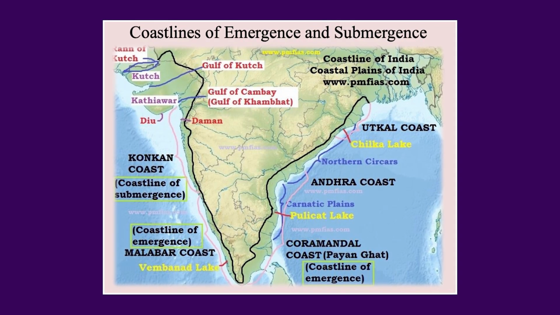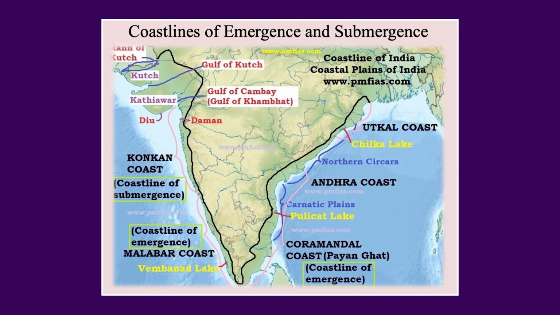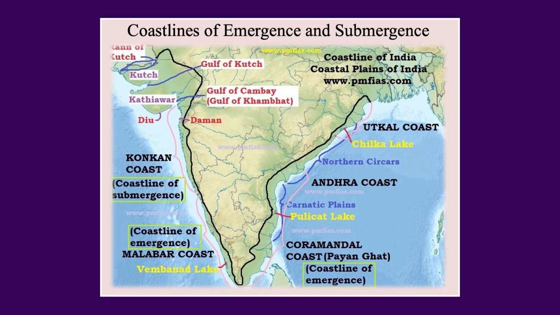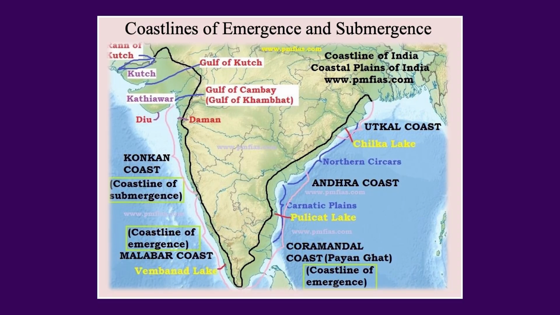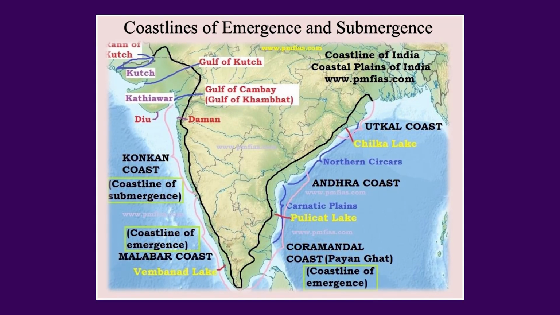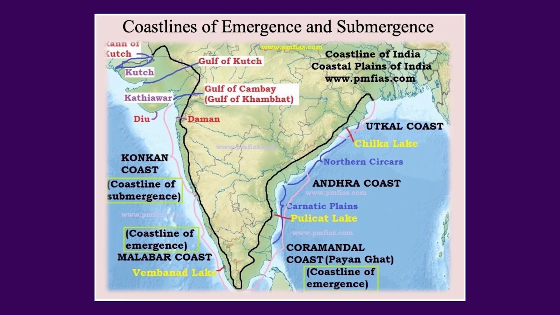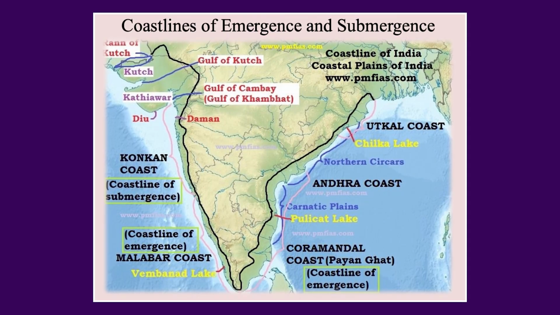Submergent coastlines are characterized by a rise in sea level or sinking of the land, leading to different coastal features. The Konkan coast in Maharashtra and Goa is a best example of a submergent coastline. Submergent coasts often feature drowned river valleys and extensive estuarine systems.